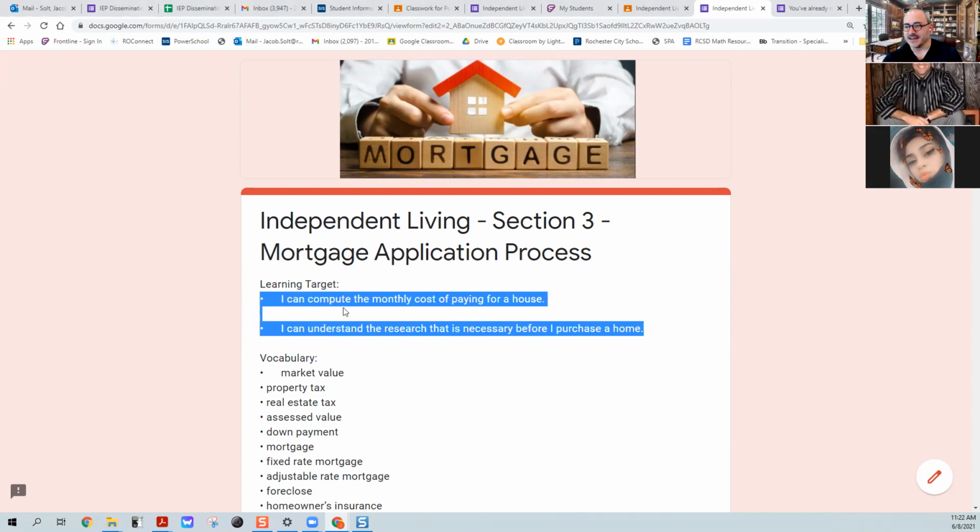First learning target is I can compute the monthly cost of paying for a house. What is this learning target all about? It's all about you knowing that if you take out a loan to buy a house, you need to pay a mortgage payment. That's to pay off the loan for the house, that you're going to need homeowner's insurance if you have a loan in that house. And you probably should have it even if you don't. And that homeowner's insurance has a monthly cost that you need to calculate in there, and that there's property taxes that you need to figure on paying on a monthly basis.